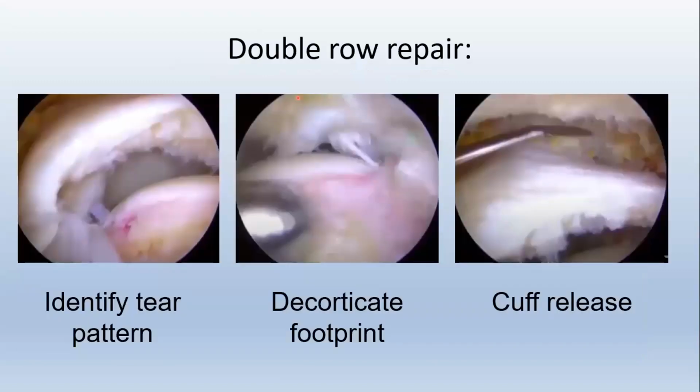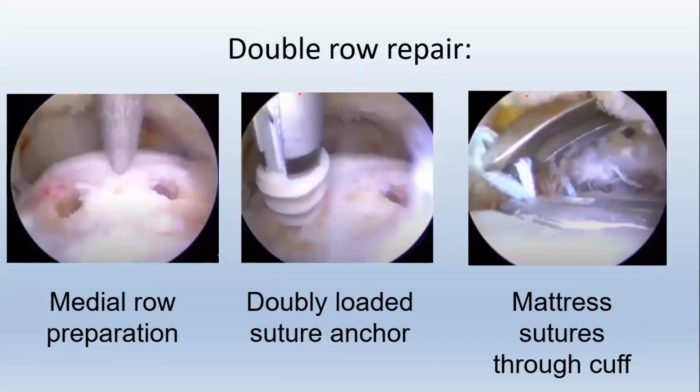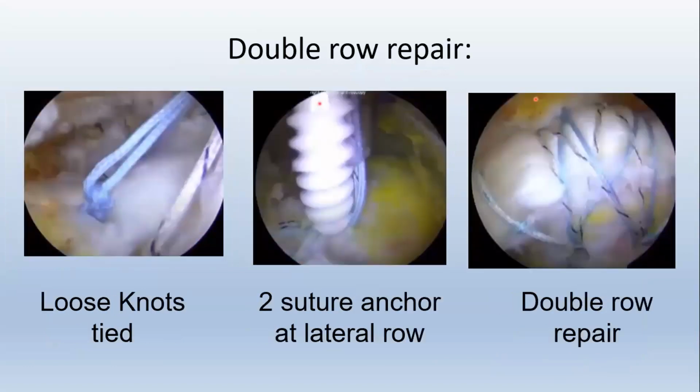So the steps in double row repair. First, we have to identify the tear pattern as was discussed. Then we have to decorticate the greater tuberosity. Then we have to release the cuff, as in single row. Then medial row preparation is to be done along with the bony bites. Then a doubly loaded suture anchor is placed. Then either a mattress or simple suture is taken over the cuff. Then the knot tied should be loose because tight tying decreases the integrity of the tendon. Then the lateral row anchor should be placed at the greater tuberosity. Then the double row repair should be complete.